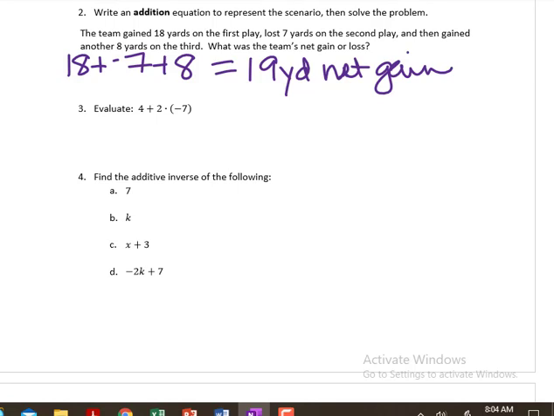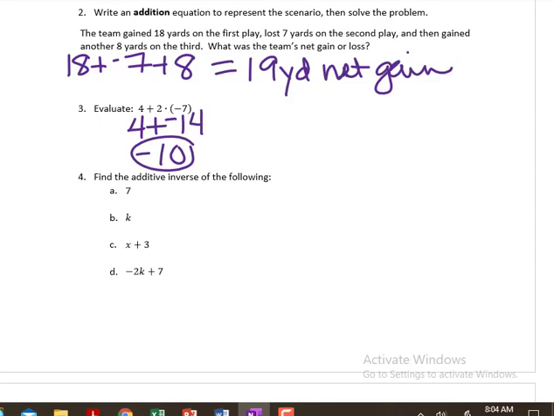Number 3, evaluate 4 plus 2 times -7. Now with order of operations, multiplication and division come before addition. So my next step would be to multiply the 2 times the -7, which gives me -14. Now I can add 4 plus -14, which gives me an answer of -10.